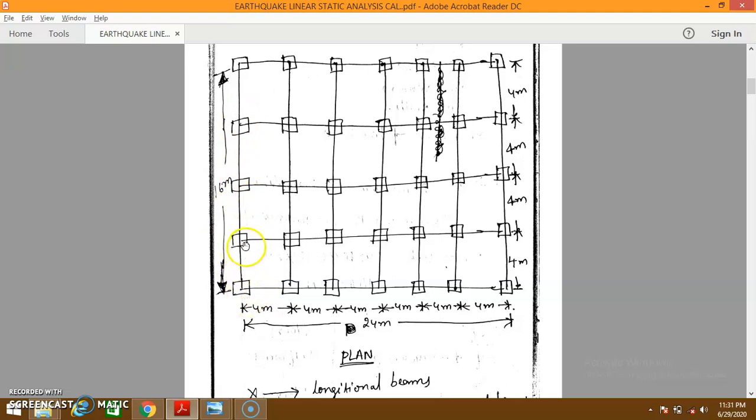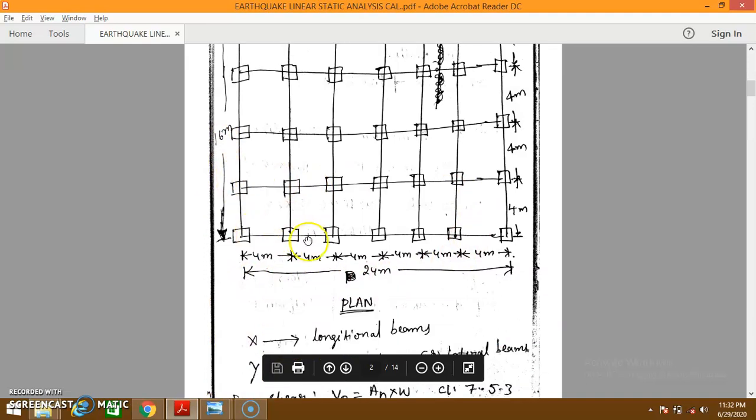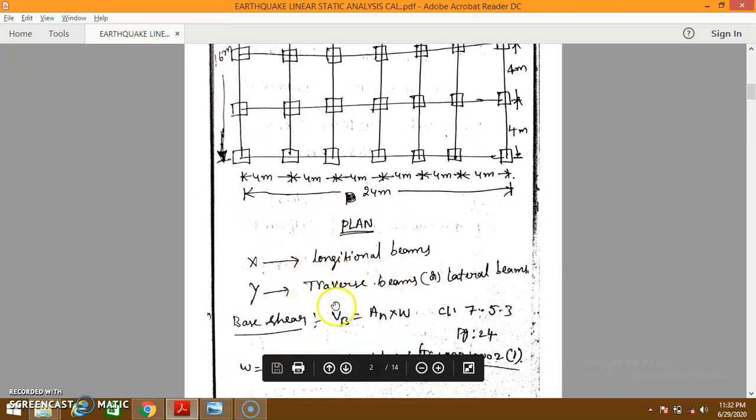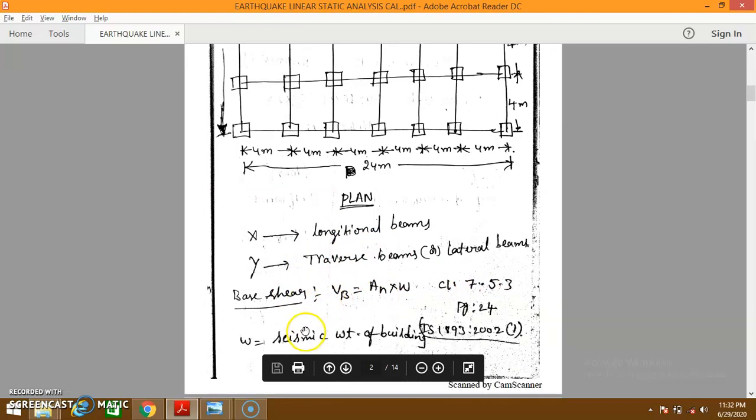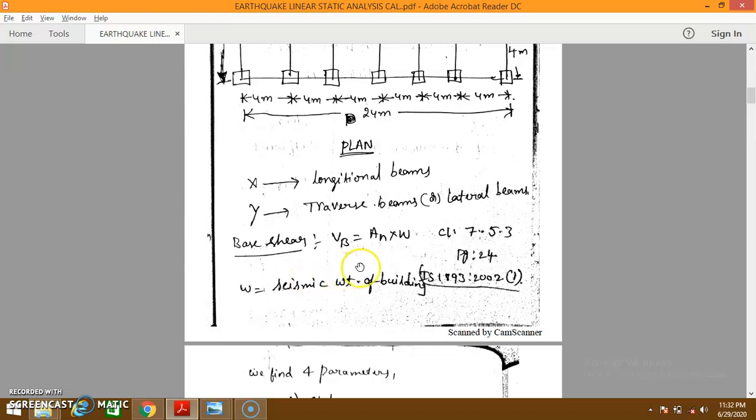We use the column to column central line method. The calculation of the total length is 24 by 16. Okay, this is the plan. X is the longitudinal beam, y is the transverse or lateral beam. We calculate the base shear. Base shear is nothing but a summation of all the lateral forces in each floor. Okay.